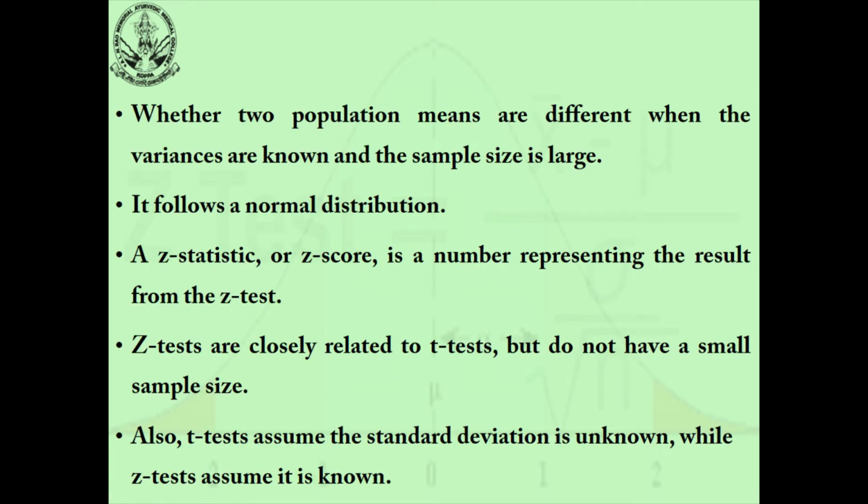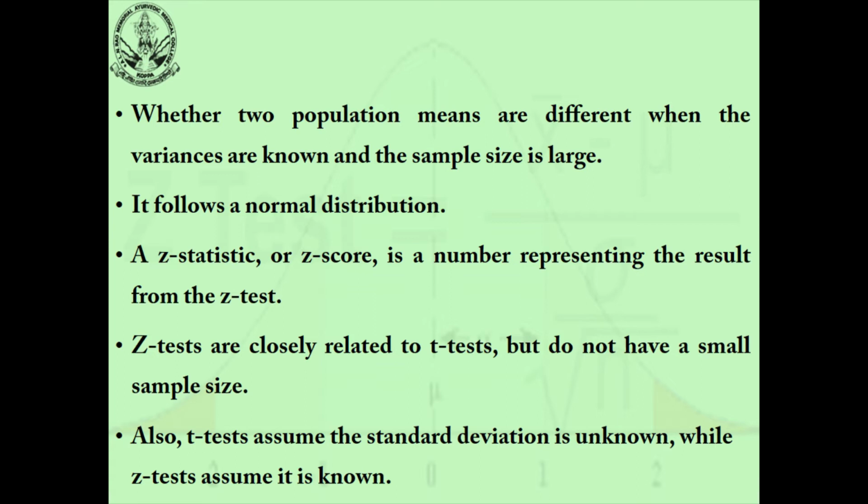A G-test is a statistical test to determine whether two population means are different when the variances are known and the sample size is large. Then it can be used to test hypotheses in which the G statistic follows a normal distribution. Then a G statistic or G score is a number representing the result from a G test.